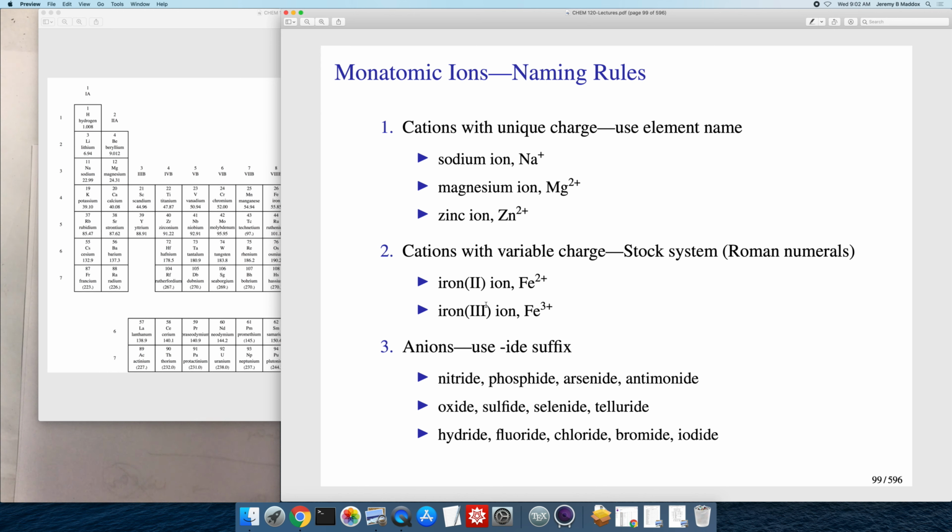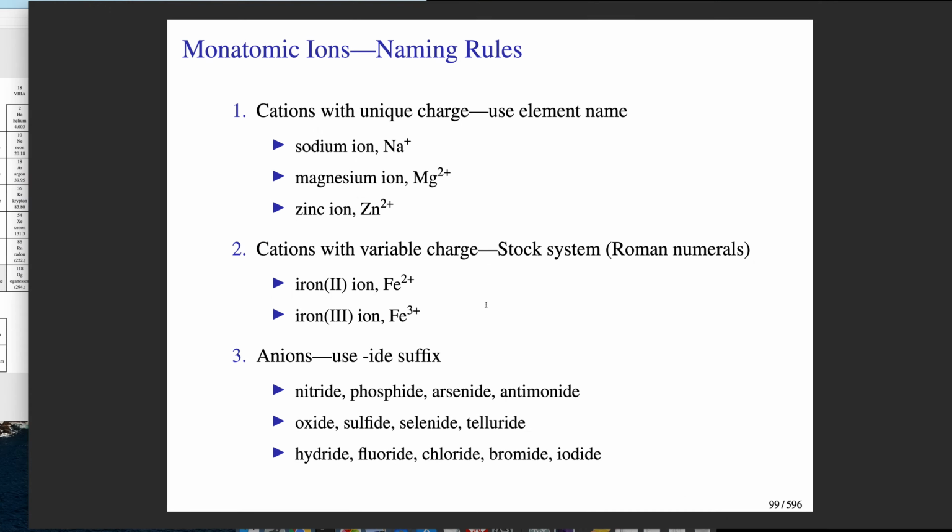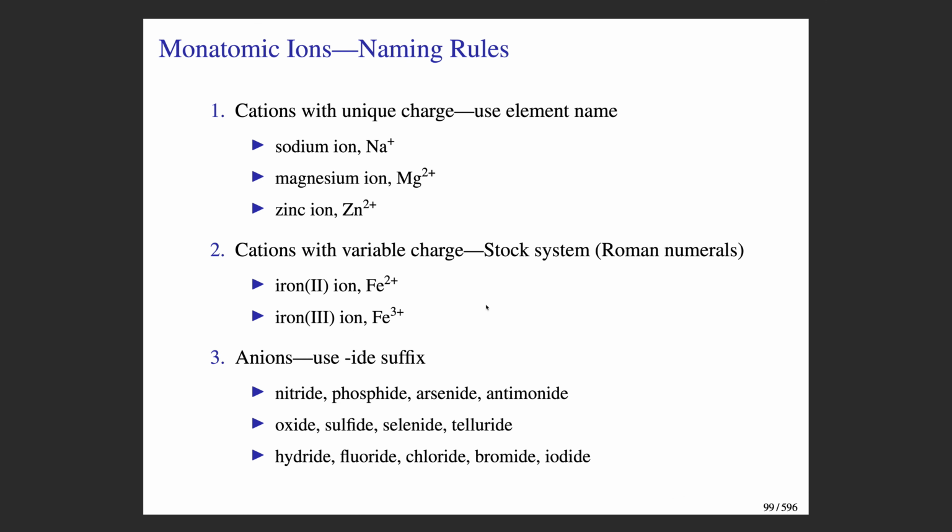How do we name the ions? It's fairly straightforward. For cations that have a unique charge, like sodium, magnesium, and zinc, you simply use the atom name. So it's the sodium ion or the zinc ion.